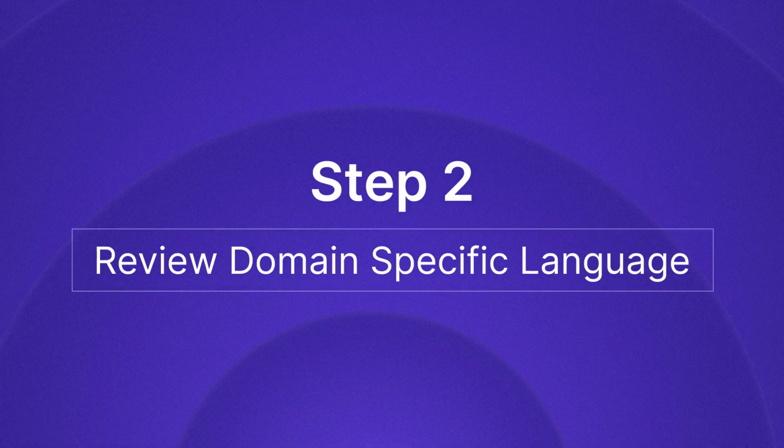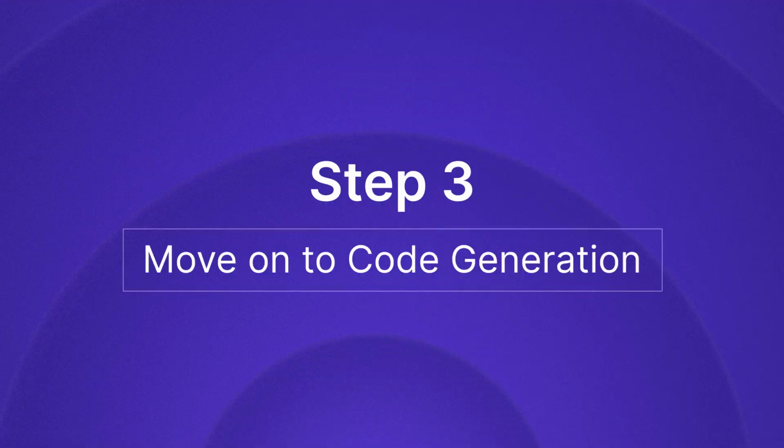Step 2, we'll want to cover any domain-specific language. So any acronyms or terms your team might use that others might not be familiar with, we'll want to make sure Blitzy has a really good understanding of those before we proceed. In step 3, it's time for code generation. Most specs are honestly good enough to proceed on to code generation, but overall, you're just validating. You're not expected to read cover to cover here.